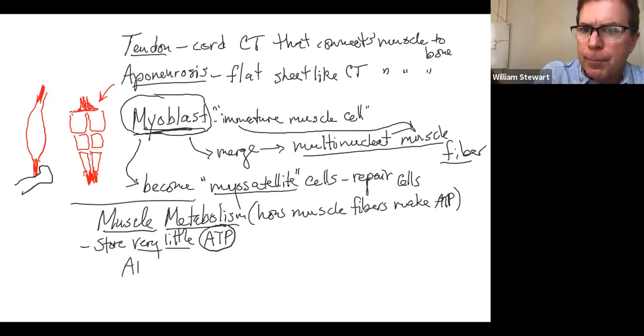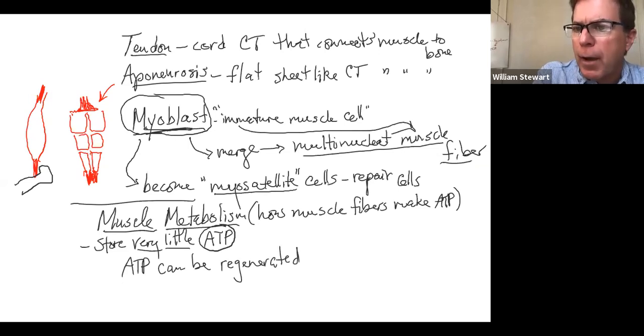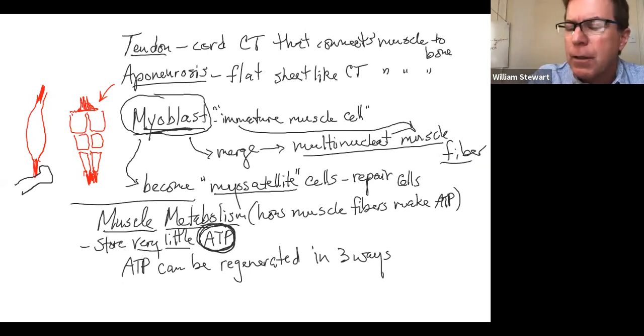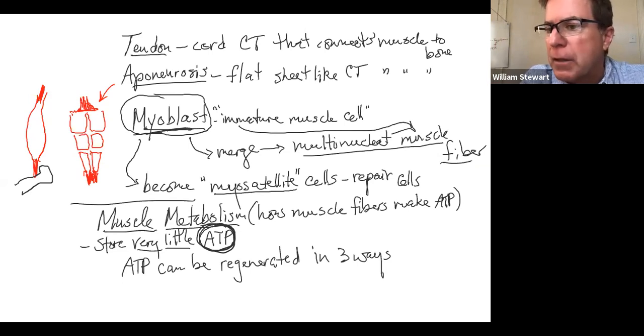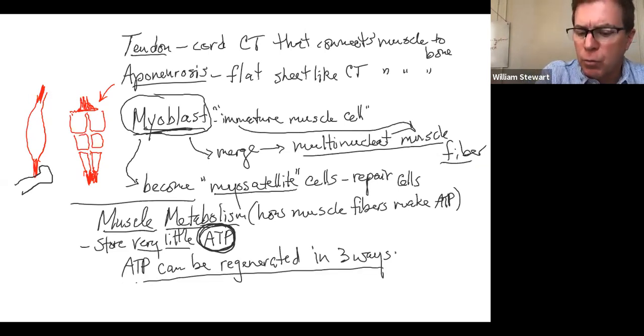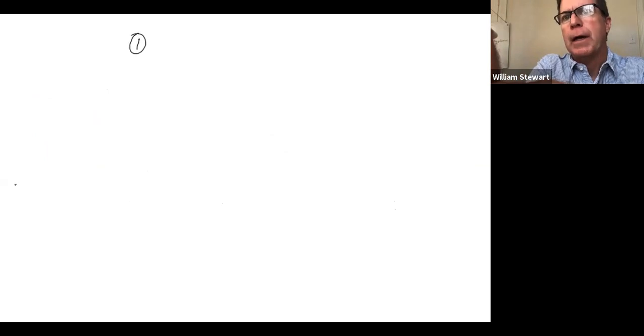So ATP can be generated or regenerated in one of three ways. Let's say our muscle has started to contract. We've used up what little stored ATP there is. Now the muscle has to either regenerate used ATP or find new sources for it. So ATP can be regenerated in three ways. I'm going to number those 1, 2, and 3 on the next page. The first way is by direct phosphorylation.